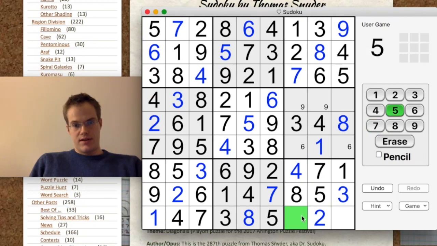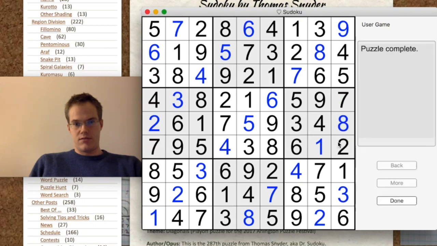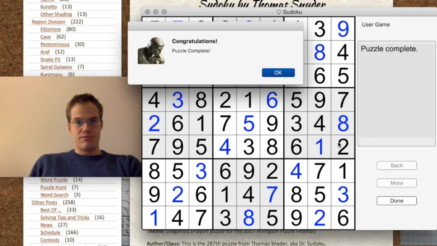That's a 5 to finish off the row. And then to finish off this row, we need 6 and 9. We're looking at the top 9. That's ruled out there. So we have 6 and then 9. And then the rest is really easy now. So I'm just going to put it all in like so. Oh, that's very nice. The software has told me that the puzzle is complete.